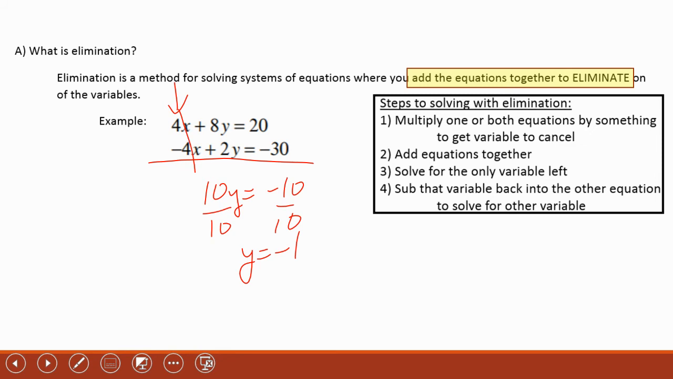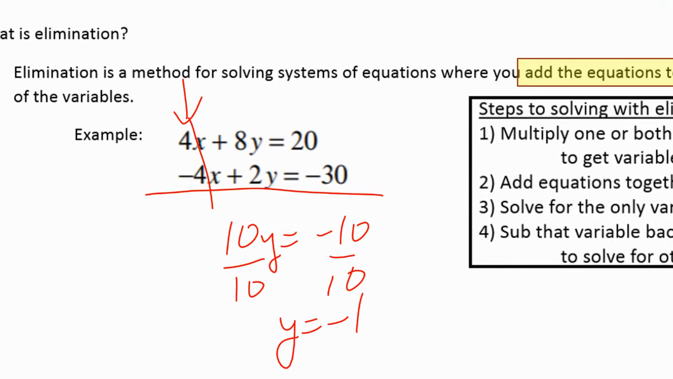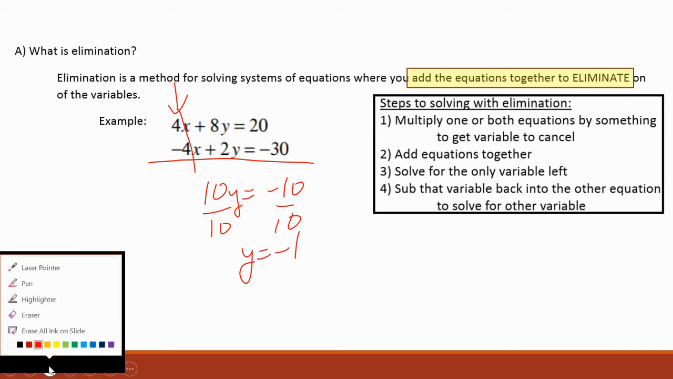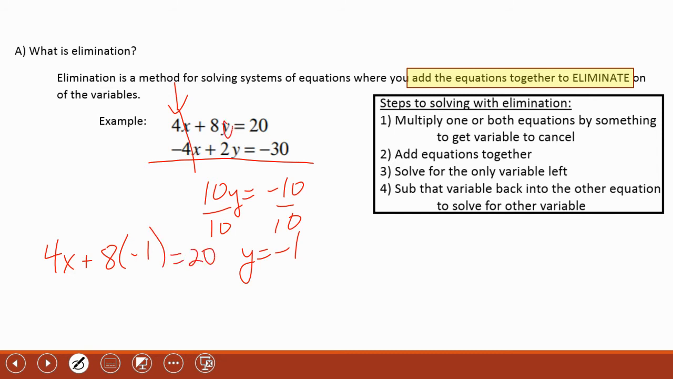Then to get the other half of your answer, you take that -1 and put it back in for y. So the second step is just like substitution. So 4x plus 8 times -1 equals 20. I plugged it in for y right there. I could plug it in for y right there too.